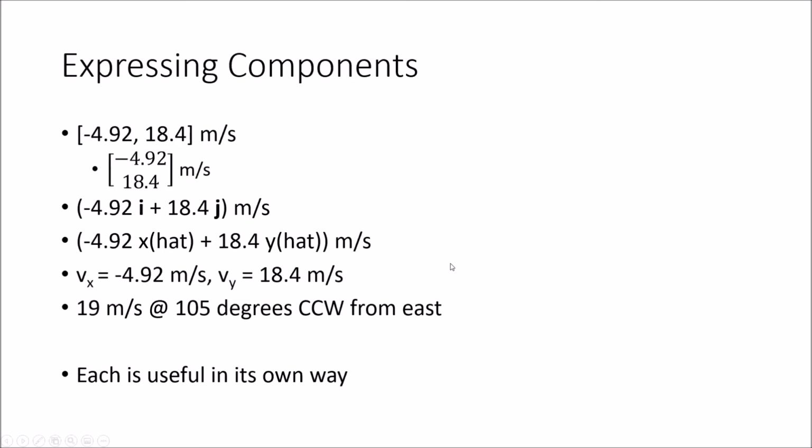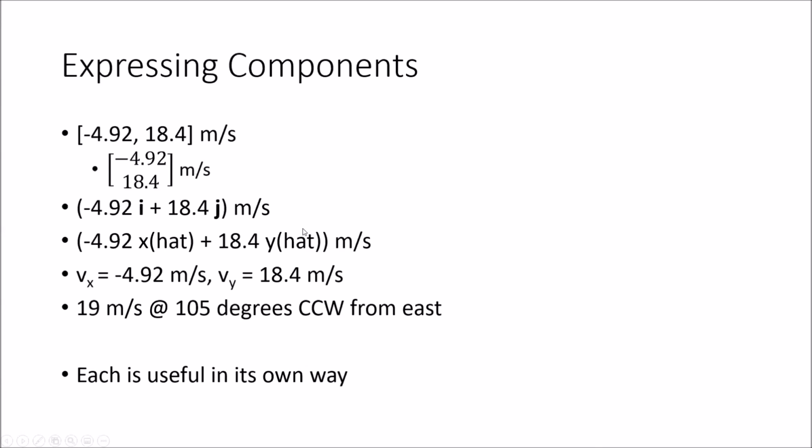There are many ways of expressing components, and I list some of them here. We have this kind of bracket notation, where we have the x component, negative 4.92, and the y component, 18.4. And then the units, we usually just leave outside because it's more convenient to write it like that. Saves a little bit of time. You can have the x and y components in a line like this, or one on top of the other. The x component goes first, then the y component.